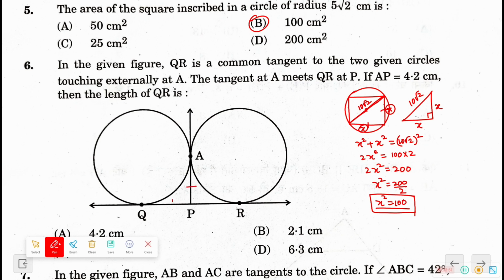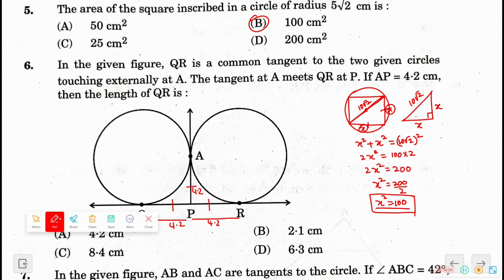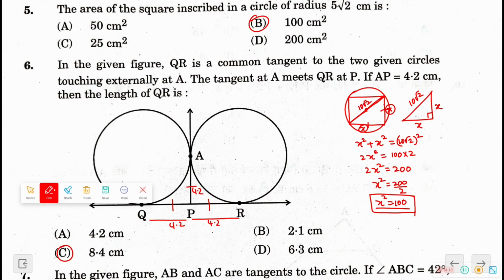This one we already discussed. These two are equal: AP is equal to PQ and AP is equal to PR. That means QP is equal to PR, and they both are equal to 4.2 because AP is 4.2. So 4.2 plus 4.2 is 8.4. 8.4 is option C. Done.